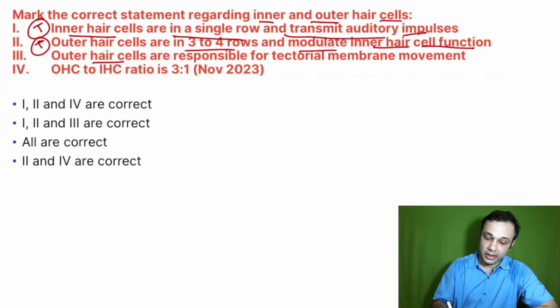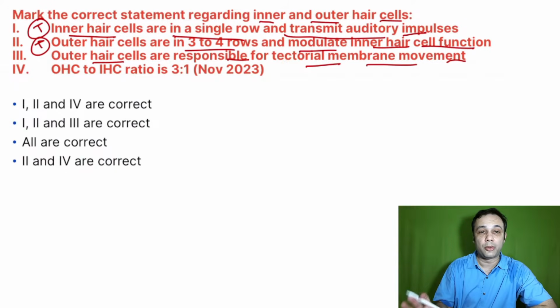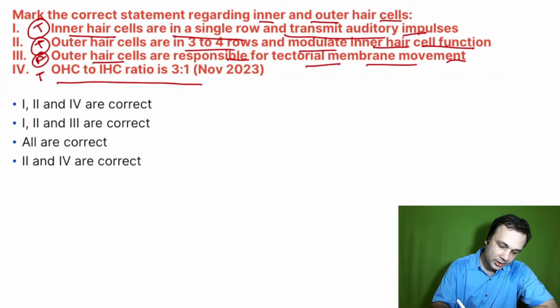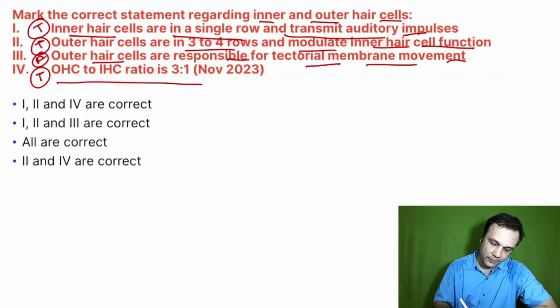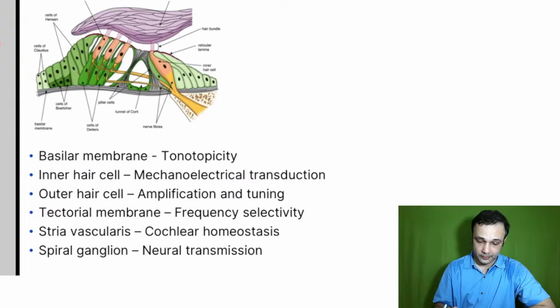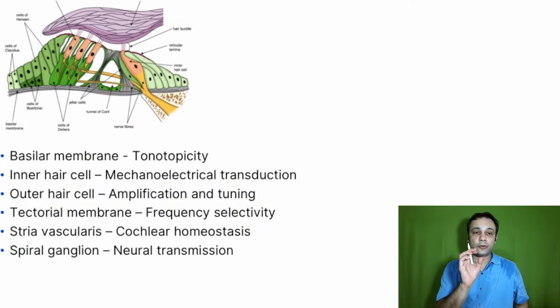Outer hair cells are responsible for tectorial membrane movement. Oh, you think about it, right? So does it happen? This is false. I'll tell you why. OHC to IHC ratio, they've already given it away in the previous two choices, right? So this is true. So you have 1, 2 and 4 which are correct. Straight away the answer comes, right? So when you look at the organ of Corti, let's discuss a little bit about the organ of Corti here.